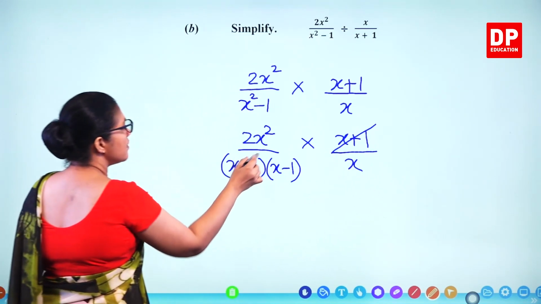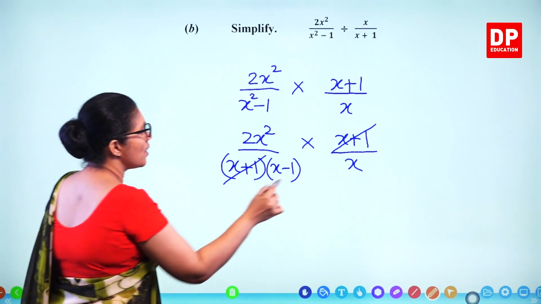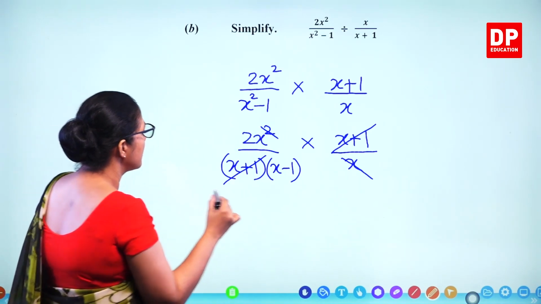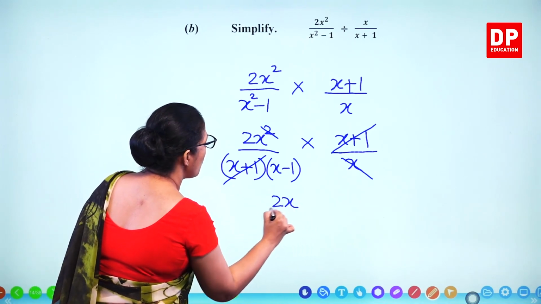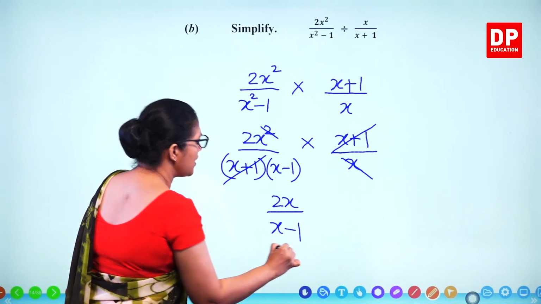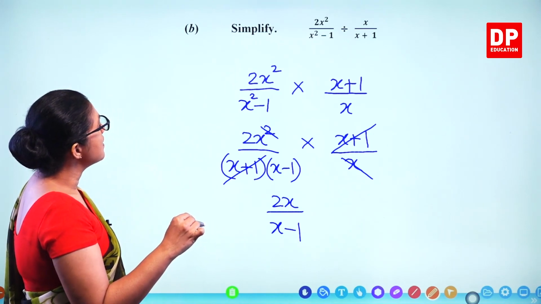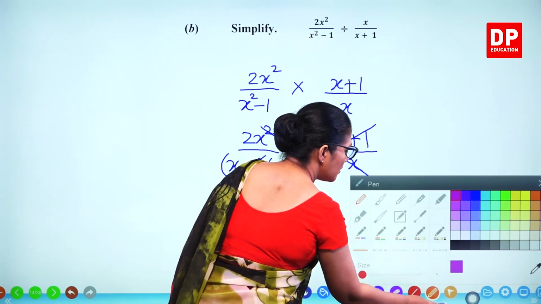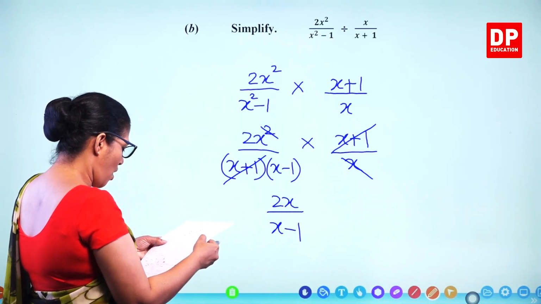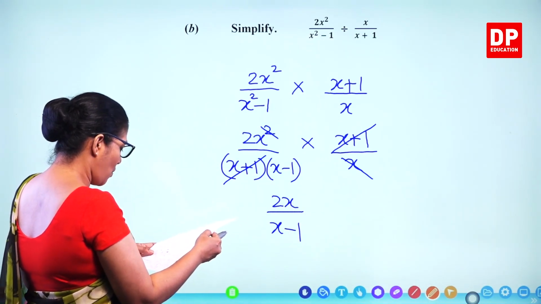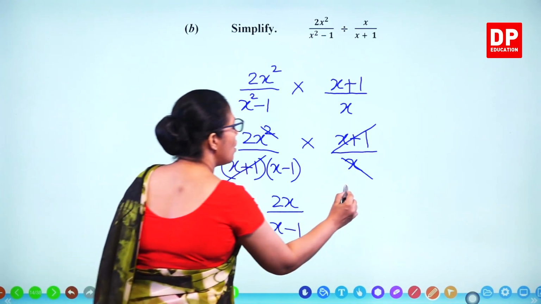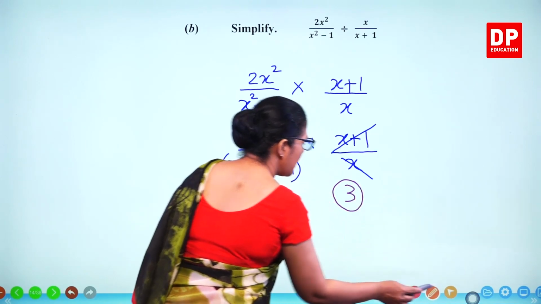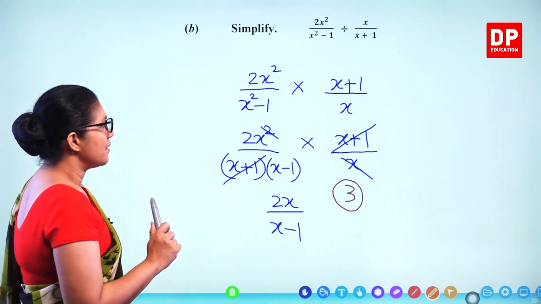X plus 1 gets cancelled out with x plus 1. 1x gets cancelled out with this one. So what is remaining? 2x over x minus 1. So that's the fraction you are getting. So let's see how many marks for that. You are getting 3 marks for that part. So we gave 7 before and this 3, 10 altogether.